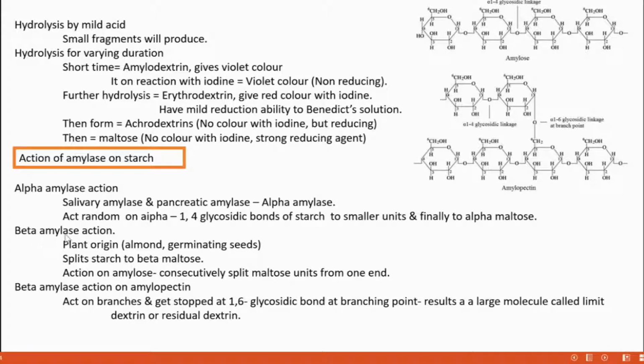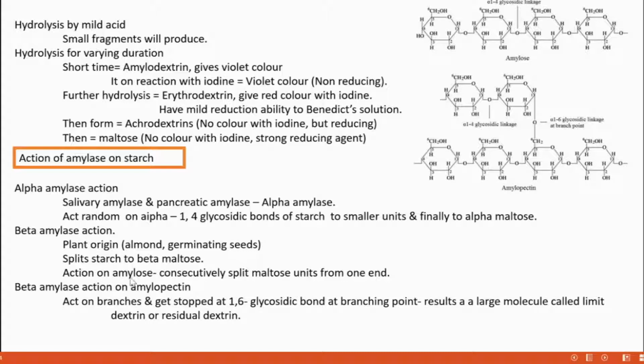Then beta amylase reaction. What about beta amylase? Beta amylase is present in plants, mainly in almond and germinating seeds. It usually breaks the starch to form beta maltose. Beta maltose, how the name came, I think you know.